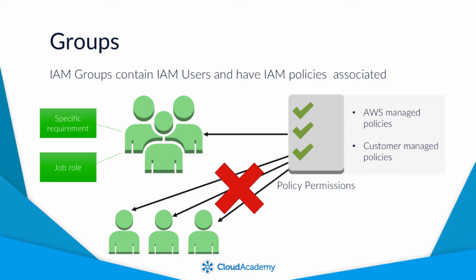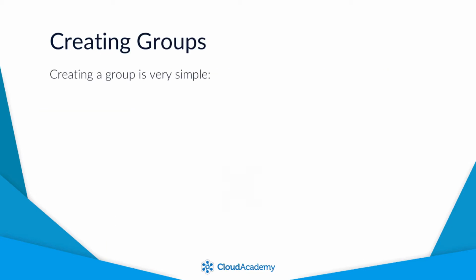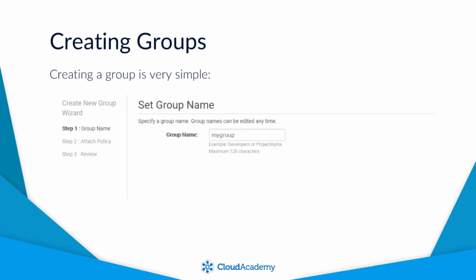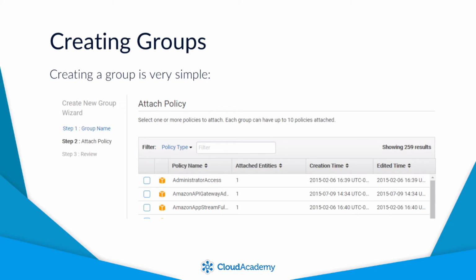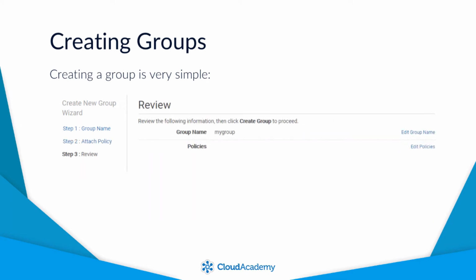Creating a group is very simple and is essentially a three-step process. Firstly, you give your group a meaningful name. You will then assign permissions via policies, and finally, review your group. Once created, you can then assign users to the group. From a limitation perspective, your AWS account has a default maximum limit of 100 groups. To increase this, you'll need to contact AWS using the appropriate limit increase forms. Also, a user can only be associated to 10 groups, so do bear this in mind when assigning permissions.